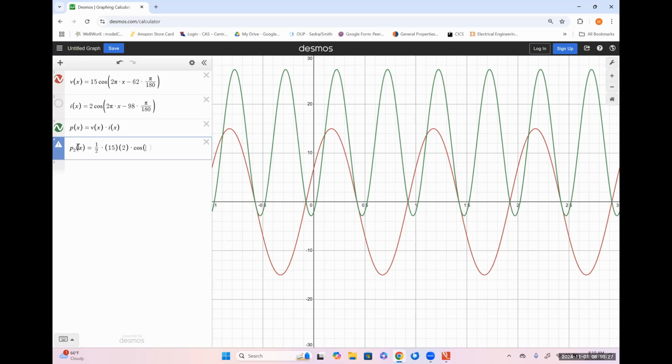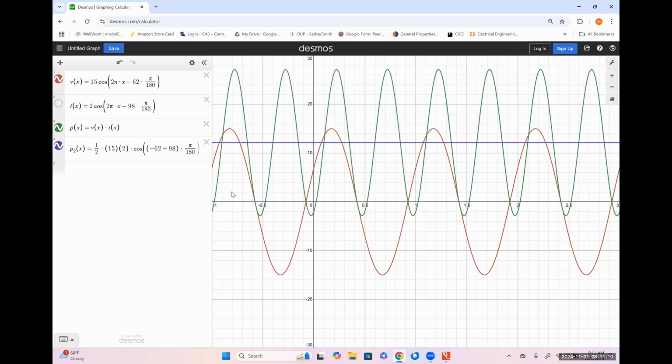And then I'm going to have minus, actually, let me throw another parentheses on here. Minus 62 minus negative 98. So that's going to look like plus 98. And then I'm going to multiply by pi over 180, exactly right, just because I'm using Desmos's default setting for an angle in radians. Okay. So this purple line represents that DC portion. I've literally just plugged in the values from our current and voltage waveform and plotted it here.